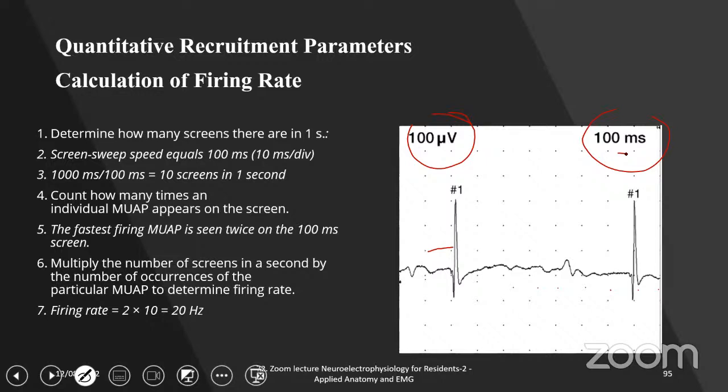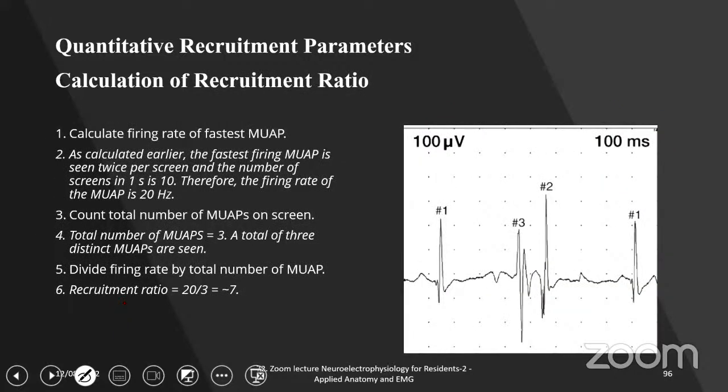Multiply the number of screens in a second by the number of occurrences of the particular MUAP to determine the firing rate. Firing rate is 2 MUAPs times 10 screens in a second. So that will be 20 hertz. That's how you calculate the firing rate of the fastest MUAP.